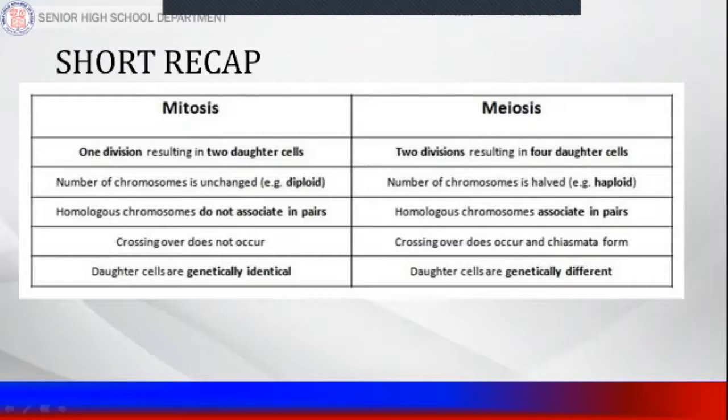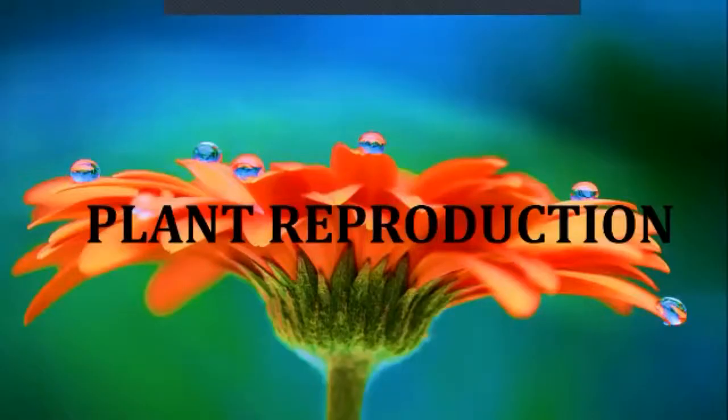In mitosis, crossing over does not occur, and then in meiosis there will be crossing over. That is why there will be variation of the genetic materials that are produced after the meiosis process. That is at the end: in mitosis the daughter cells are genetically identical, while in meiosis there will be variation in the products of meiosis. So for that, okay, we'll move on with plant reproduction.